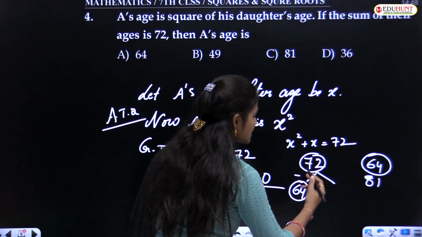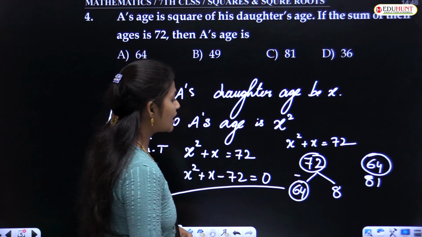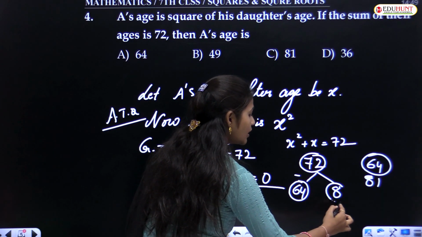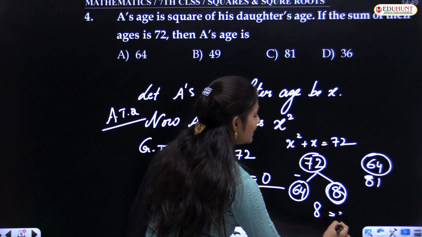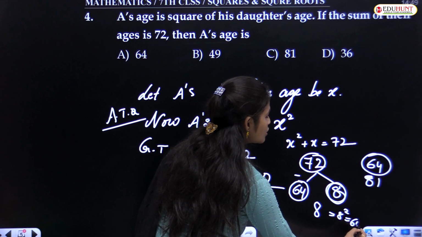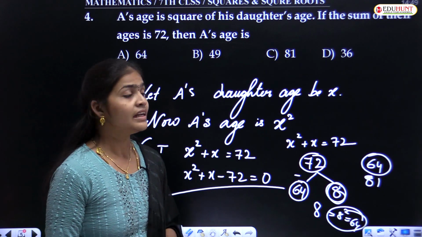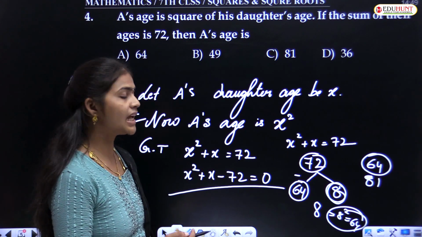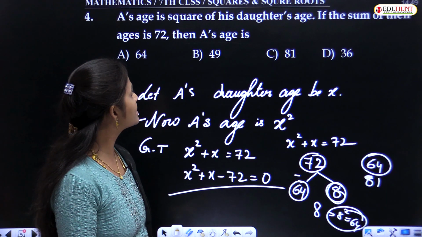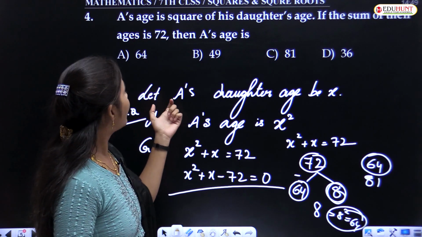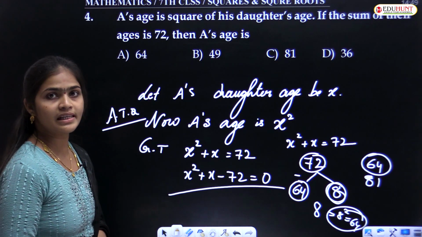How much will you get here? 72 minus 64, that is 8 only, no? Now we can observe that the daughter's age is 8 and her father's age is 8 square. So 8 square is equal to 64. Is it satisfying or not? That is satisfying, no? Is there any other possibility to get 72, the square of a number and the sum of their ages equal to 72? Is there any other possibility?